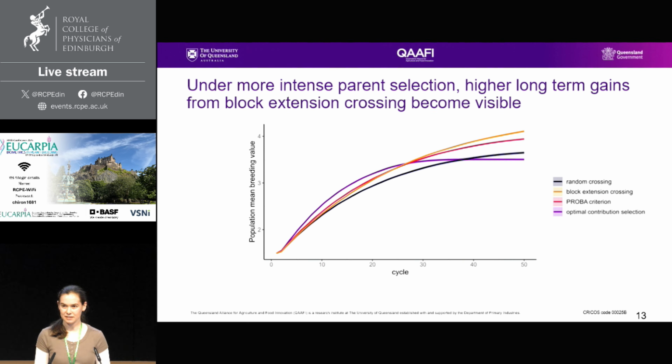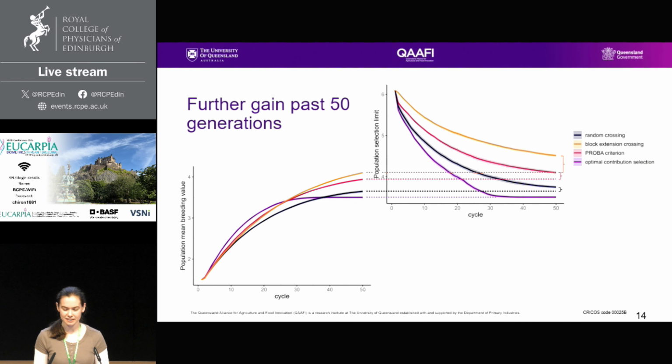We've changed the parent selection method to a balanced family selection, taking the best offspring from each family, and run it out to 50 cycles instead of 30. And now you can see distinction between those methods. So this OCS target is obviously selecting a little bit too hard in this situation, high initial gains, but it runs out of diversity. We can also see towards the end of this program that block extension mate selection strategy is starting to outperform the PROBA. And if we plot it against the selection limit again, we can also see that that block extension method would be able to continue giving you genetic gains for the longest if you continue this further, because it has the most useful diversity remaining.